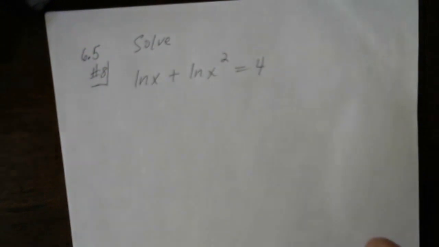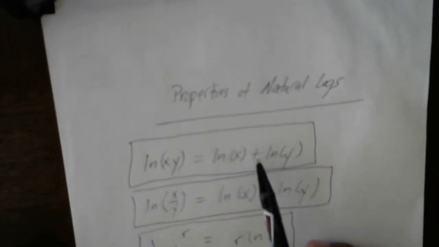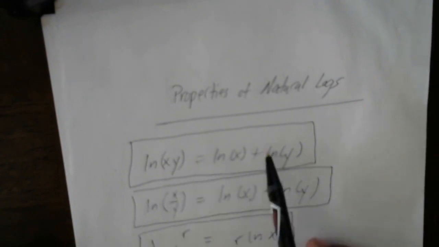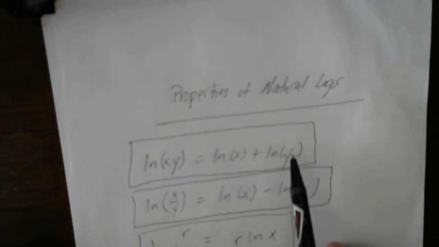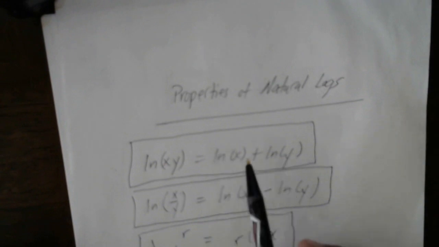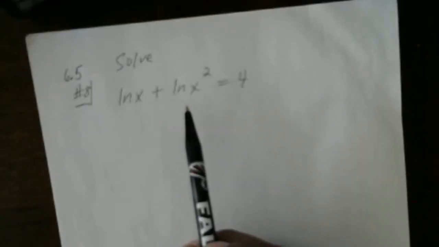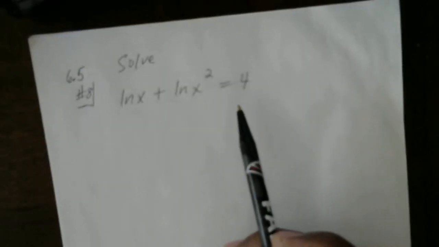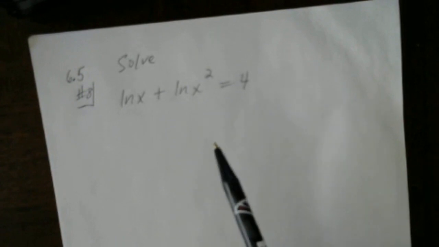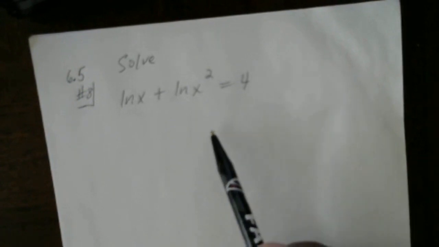So if I go back to my formula sheet, this very first formula says that I can write a product as a sum, or I can take a sum, which is two individual terms, and I can write it as a product as one term. So I'm going to use the property, rewrite these two terms as one term, then I'll convert this logarithm to an exponential, and then I'll solve the exponential.